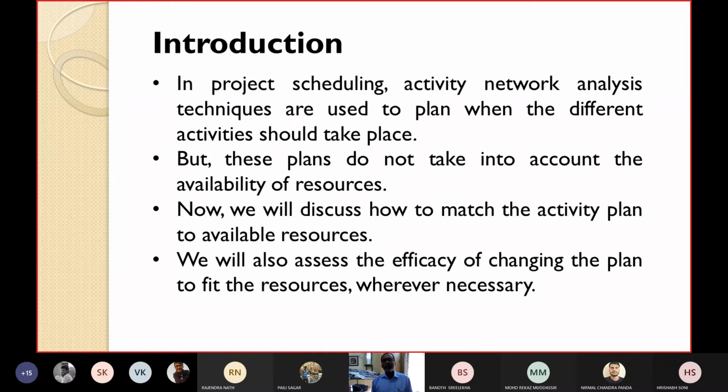As I have already told you, in project scheduling, the activity network analysis techniques are used for what? They are used to plan when the different activities should take place: when activity A will take place, when activity B, when specification will take place, when design will take place, when coding will take place, like this. They are used to plan when the different activities should take place.